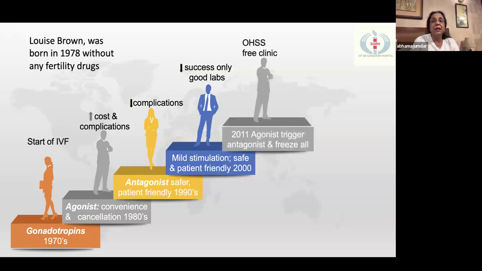Then came the antagonist protocol with agonist trigger and freeze all. This was with the start of the 2010 decade, when what was added to the antagonist protocol was the agonist trigger and freezing. That led to an almost ovarian hyperstimulation syndrome free clinic. So this was the real development in the stimulation protocols across 1970 to 2011.